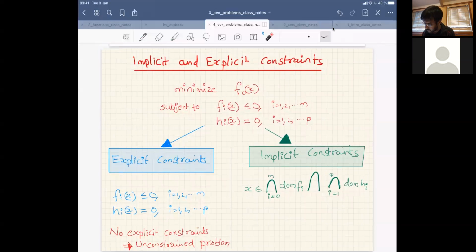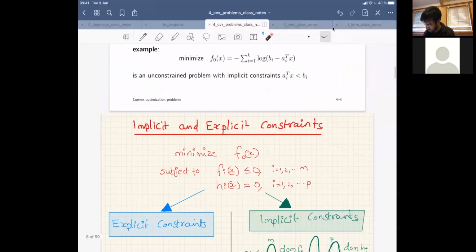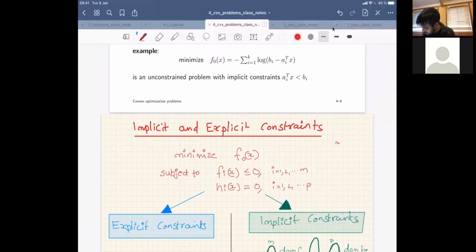For example, if you consider a problem, let's take this one, minimize minus log x, where x is between -2 and -1. Just a toy example.